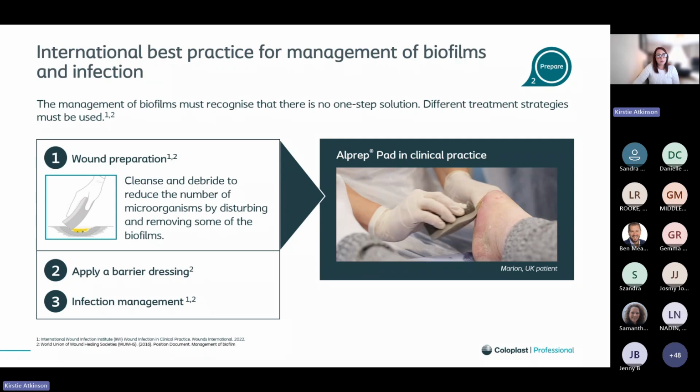Wound preparation is also in the international best practice for the management of biofilms and infection, and it is step 1. It's what they say you should do as one of the many treatment strategies. You need to cleanse and debride to reduce the microorganisms by disturbing and removing some of that biofilm. Then steps 2 and 3 are your dressing choice after that. So step 1 is wound preparation.